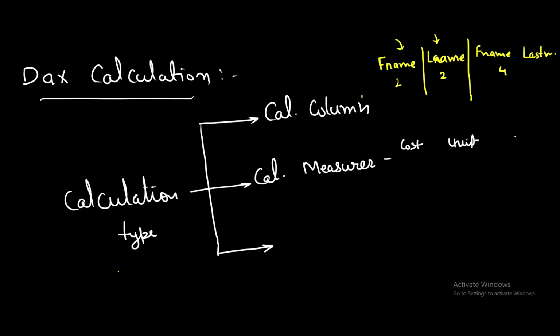So what do we want? We want the total sales amount. For example, the cost of the product is 10 and we sold 5 units. So the total sales will be 50 rupees, right? So we are just using these two columns to calculate this new column of sales. That is called a calculated measure, right? And of course, we have the calculated table.